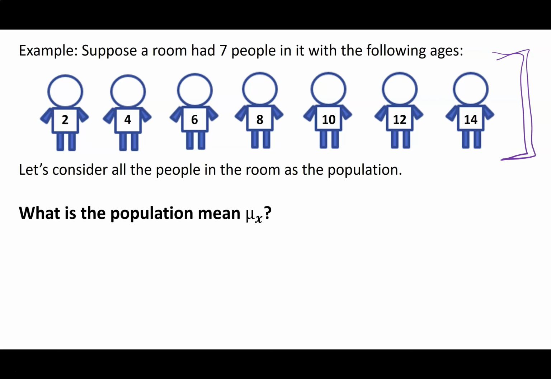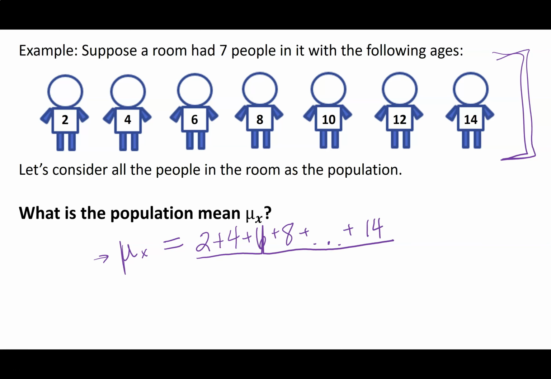So I can calculate what the population mean is. Mu is the notation I should use. So mu is equal to, and I want to basically find the average of these 7. So I'm going to take 2 plus 4 plus 6 plus 8, and I'm going to put a dot dot dot in here, plus 14, and divide by 7.